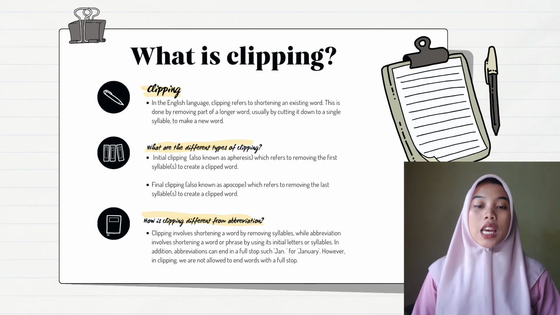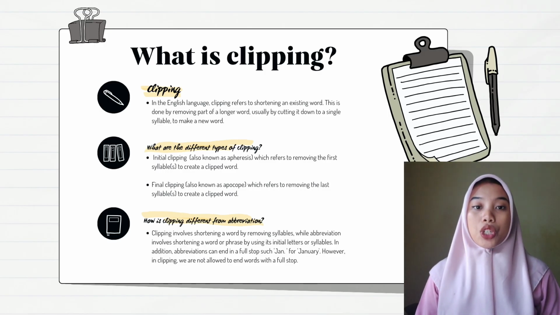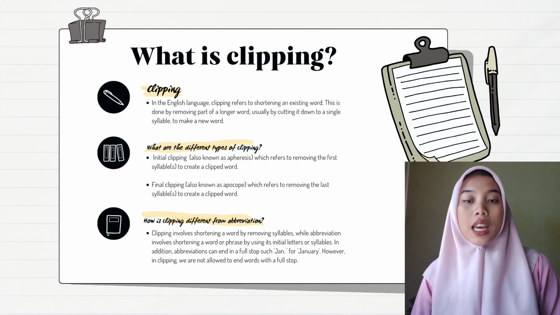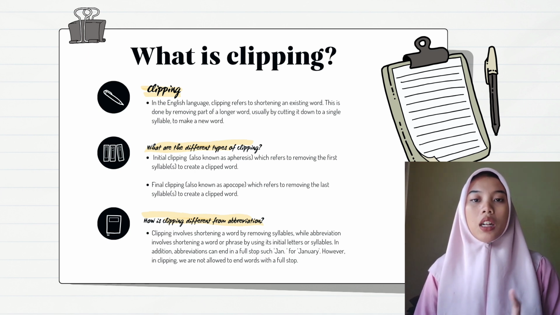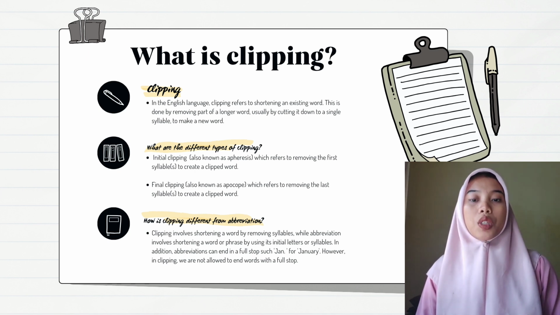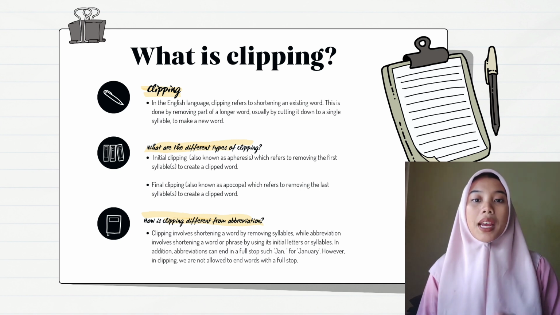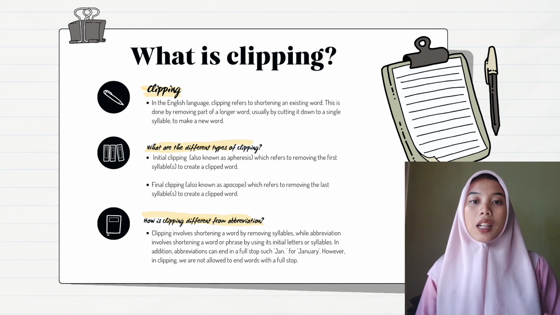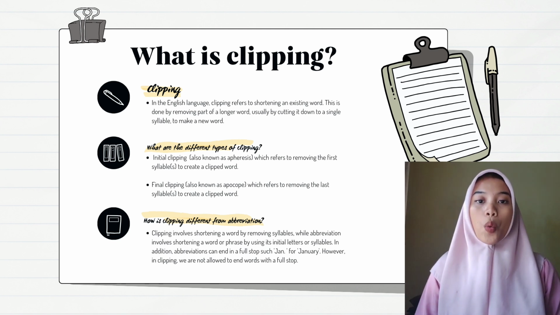What is clipping? In the English language, clipping refers to shortening an existing word. This is done by removing part of a longer word, usually by cutting it down to a single syllable to make a new word. And what are the different types of clipping? First, initial clipping. Initial clipping, also known as aphesis, refers to removing the first syllable to create a clipped word. Second, final clipping. Final clipping, also known as apocope, refers to removing the last syllable to create a clipped word.